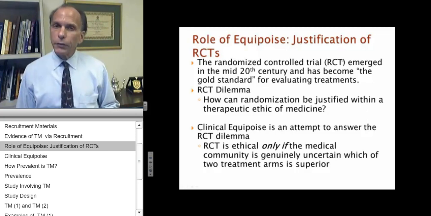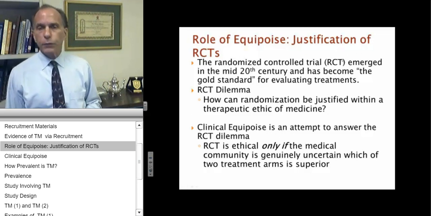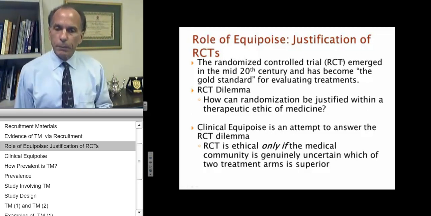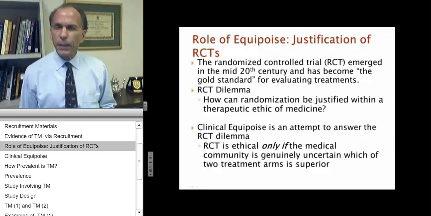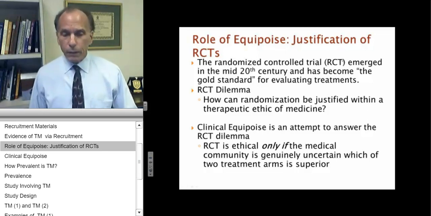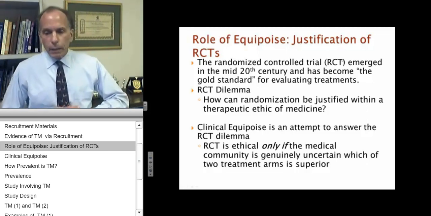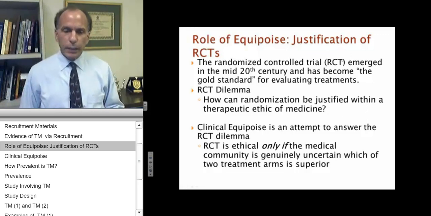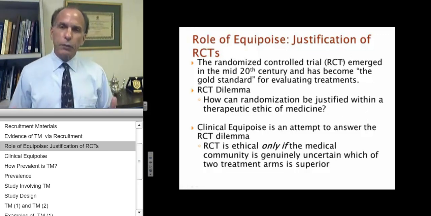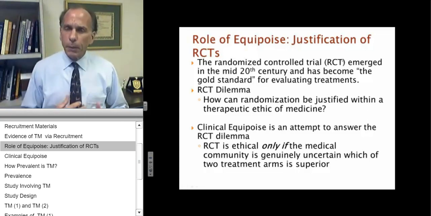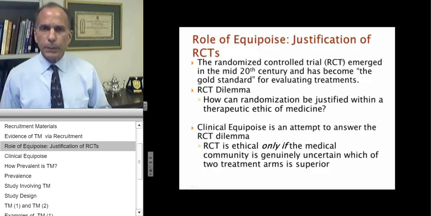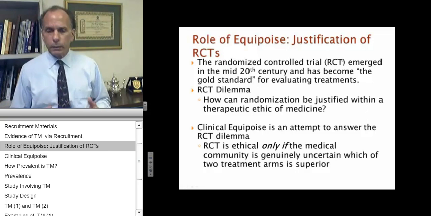Next, I'd like to discuss the role of equipoise that has been used to justify the ethics of randomized clinical trials. The randomized control trial emerged in the mid-20th century and has become the gold standard for evaluating treatments. However, there has been an RCT dilemma. How can randomization of patients be justified within the therapeutic ethic of medicine? Essentially, physicians in the 50s and 60s were saying, how could I randomize my patient to the best possible medical care in a clinical trial?